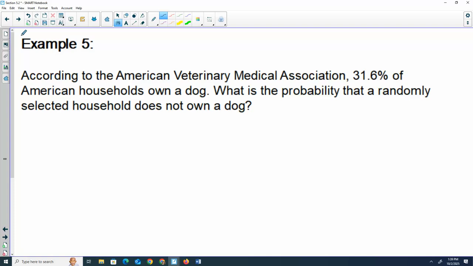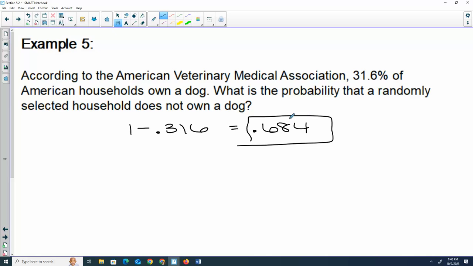According to the American Veterinary Medical Association, 31.6% of American households own a dog. What's the probability a household does not own a dog? Right, either you own a dog or you don't. Can't be somewhere in the middle. So that gives us 0.684 or 68.4%.